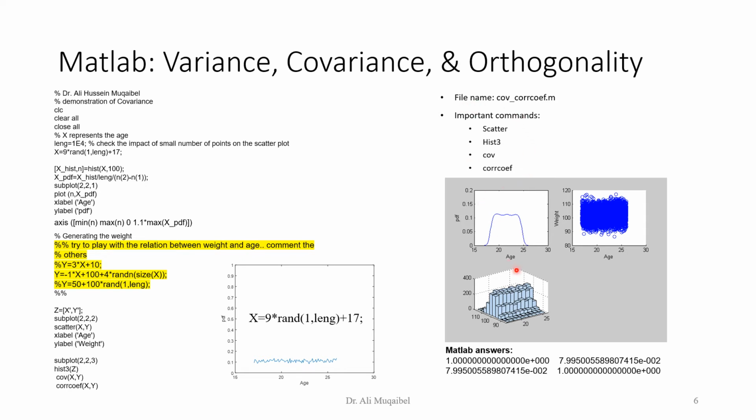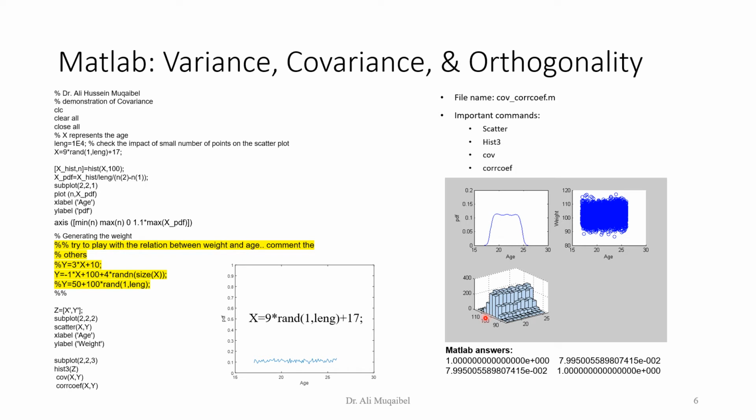Now, for this specific example, you can see here that the age is uniformly distributed, as we just mentioned. And then if you look at the scatter plot, it's filling everywhere. That's generated randomly. Again, the weight is uniform, so we get students everywhere. We have a large number of data points. If you generate the 3D histogram, you get this kind of shape.